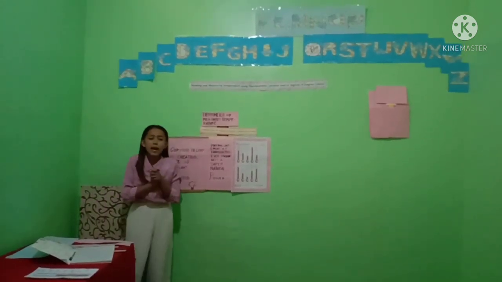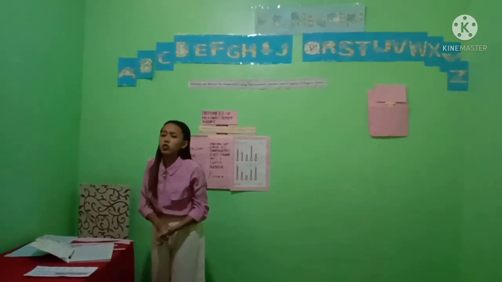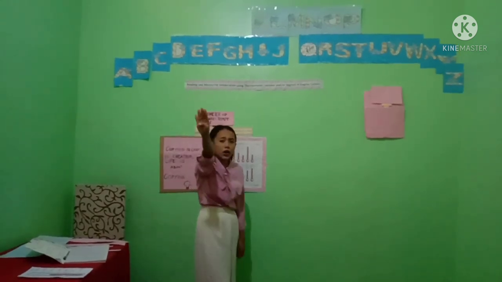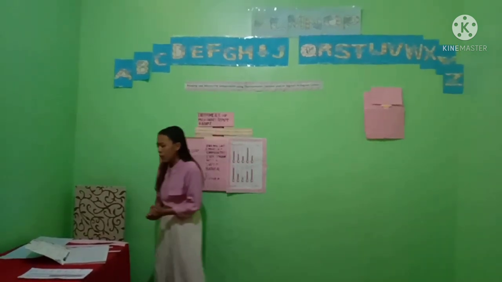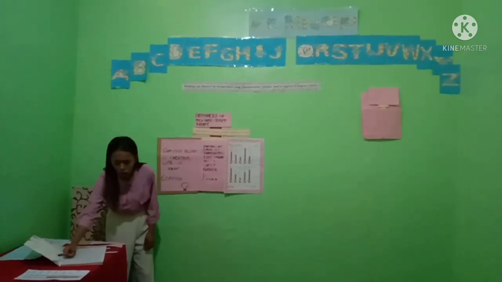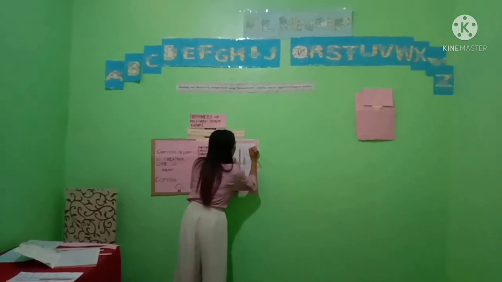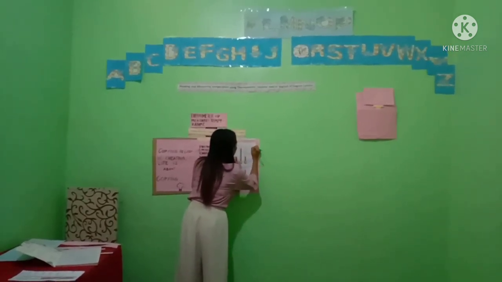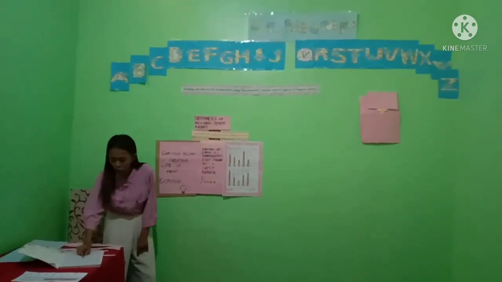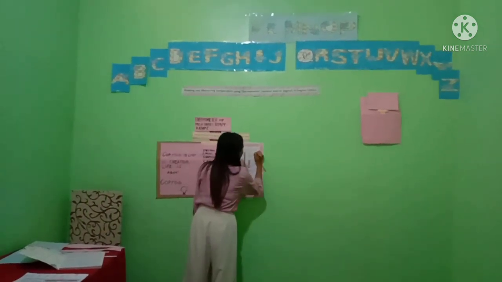Okay, guys, time's up. Exchange your paper with your seatmate. In a count of 5, 1, 2, 3, 4, 5. Okay, number 1, Anna. Very good, 65 degrees Celsius. How about number 2? Very good. Yes, Alvin? 43 degrees Celsius.